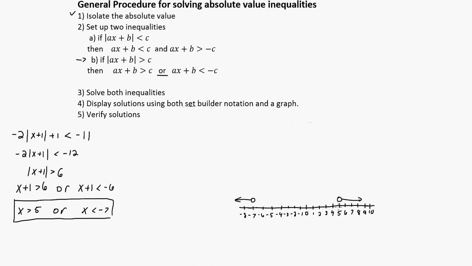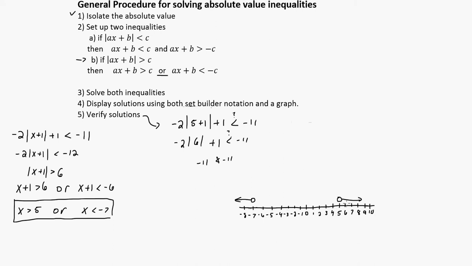So let's check the boundary. We'll plug in 5 in the verify solution section here. So I have negative 2 times the absolute value of 5 plus 1, plus 1, is less than negative 11. Now we know it's not going to be less than negative 11; we're just hoping it's going to be negative 11. So this is negative 2 times the absolute value of 6, plus 1. The absolute value of 6 is, of course, 6. 6 times negative 2 is negative 12, plus 1 is negative 11. Now, of course, negative 11 is not less than negative 11, and we expected that because 5 is not actually a solution to this inequality.